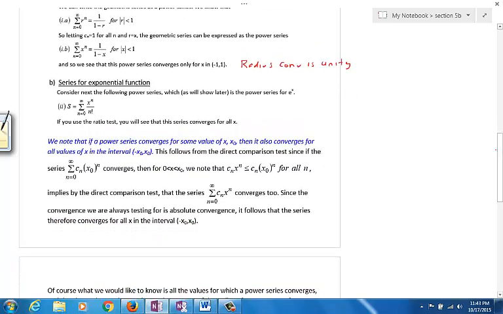Now, we're going to show in the next section that the power series for e to the x is given by the following infinite series. And if we go ahead and use the ratio test, we'll see that this actually converges for all values of x. So remember what the ratio test says. The ratio test says that we take the limit as n goes to infinity of a to the n plus 1 over a to the n. And if that's less than 1, the series converges.